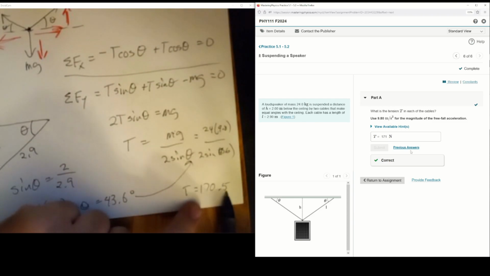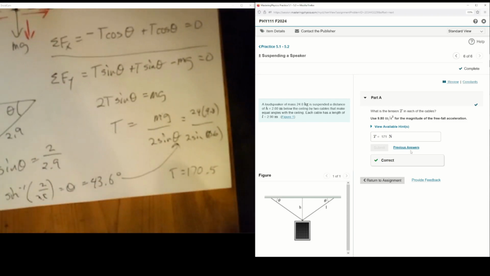So, you know, I have 170.5 is the better rounded answer, but 171 to 3 sig figs. Again, you don't get any penalty for sig figs, so don't worry about it. If you would have put 170.5, I'm sure it would have also accepted it. So there is the homework.